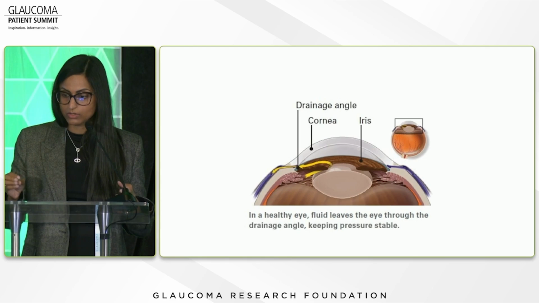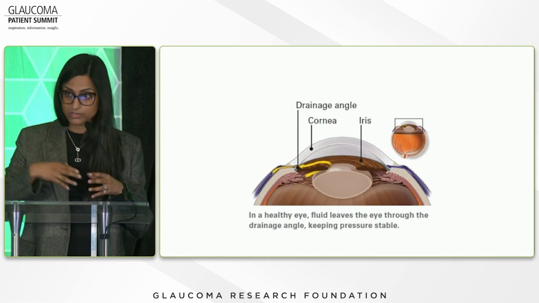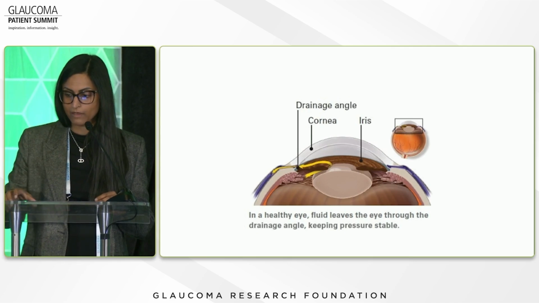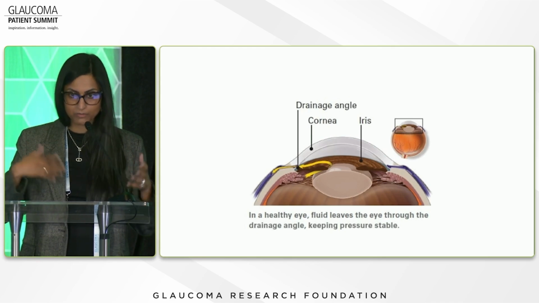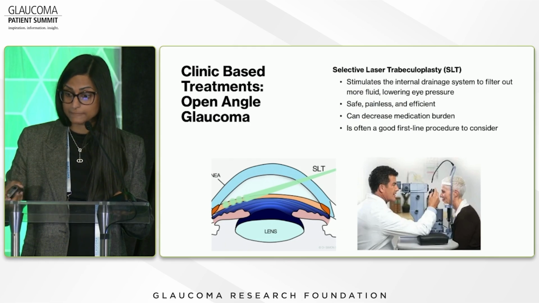In closed-angle glaucoma, the angle is either smaller in size than average or completely closed off. So if you think of a sink that gets clogged and the fluid is backing up in the sink, it's the same concept of what's going on in the eye. There are various things that we can do both in clinic and in the operating room that can help these scenarios. First, I'll talk about some options in the clinic.